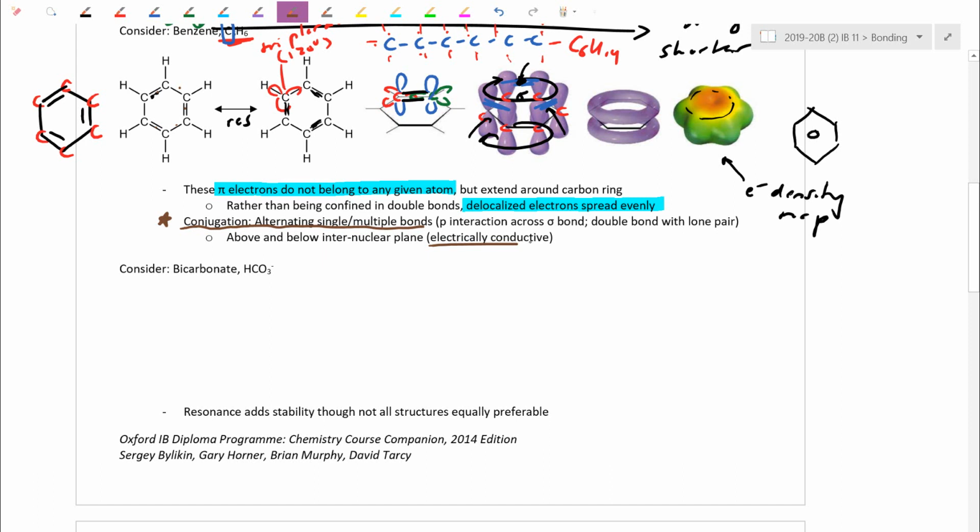We can call this a pi delocalization, because it's equivalent to what would have been pi bonds, but they are delocalized in resonance. They are shared evenly by the different centers here.